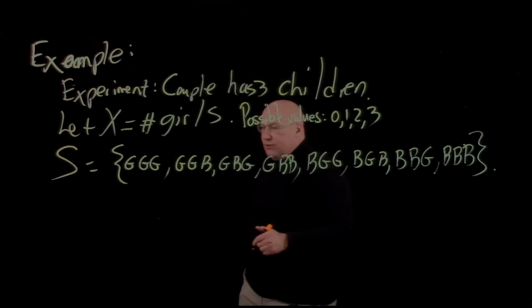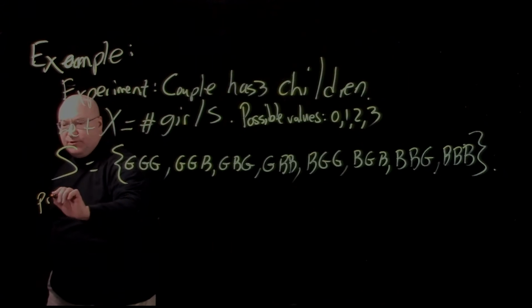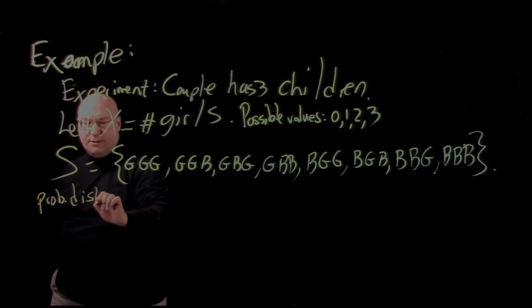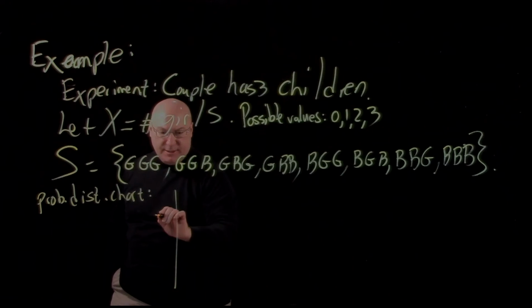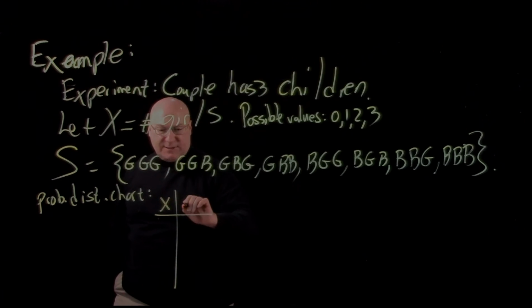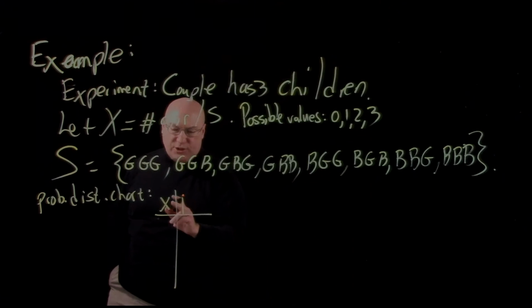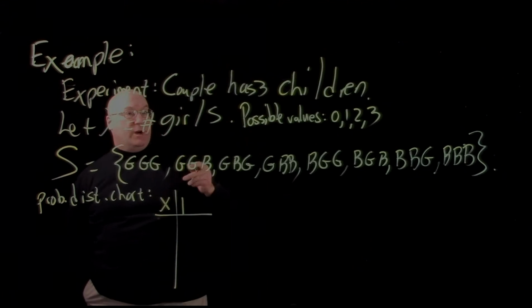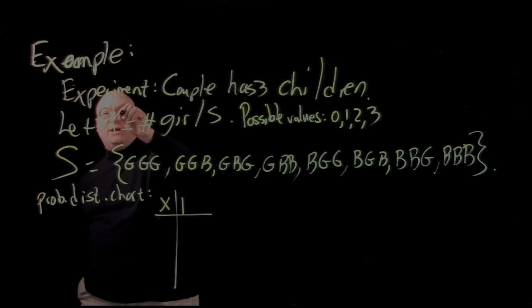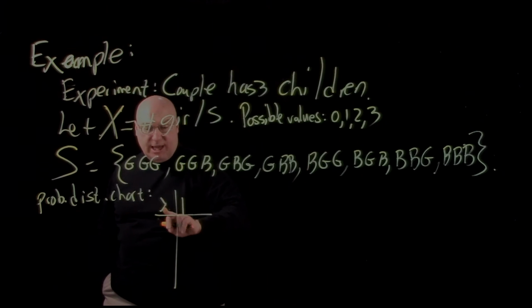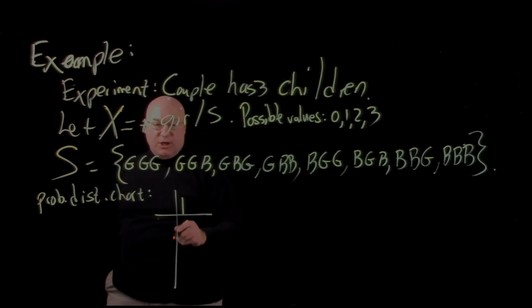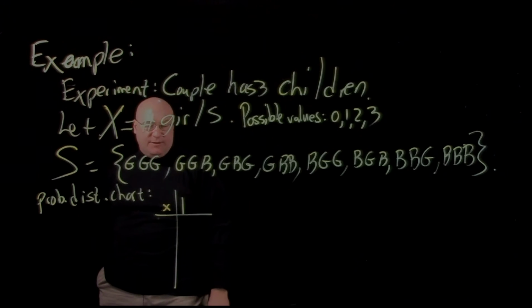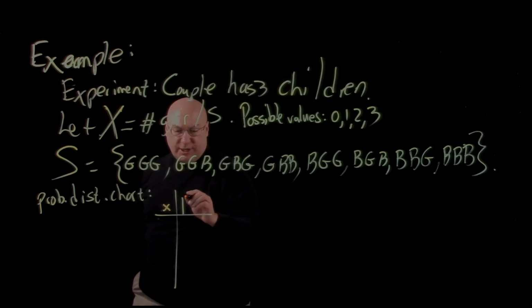But now what I want to do is build the probability distribution chart. So I will have here X and P of X. When I write a random variable, it's a very common convention to use a capital letter, usually capital X. But when we talk about the different values of X, we usually use a lowercase letter. That's what I should have done on the first chart. I don't think I did that.